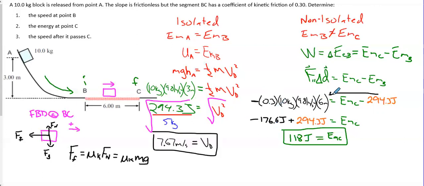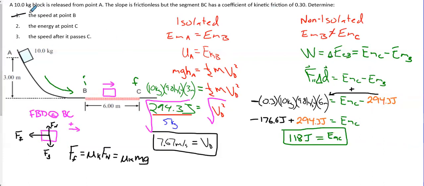Bringing in my energy from my mechanical energy from my right-hand side there, back to the left, I'd have to add when I brought that thing over. So that's why I'm adding the 294.3. And then when I combine those together, I get, I believe, slightly less than 118. It's about 117.7-ish as my mechanical energy at point C. So that's what my calculator said. I'm just going to round that up to 118 for this video's purpose.